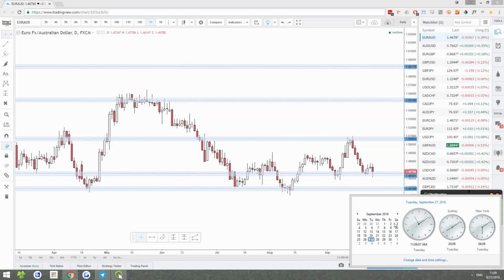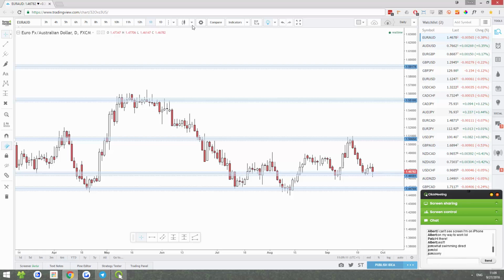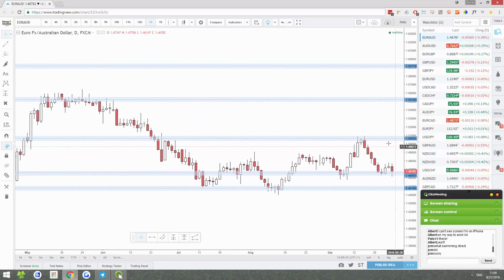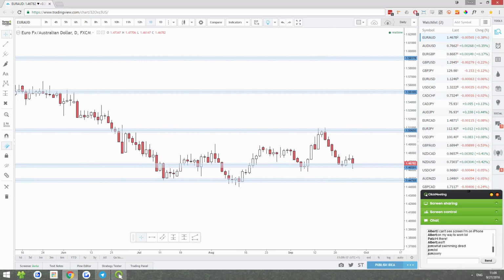Today is Tuesday the 27th of September 2016 and the time is 11:09 here in the UK. You're looking at a Euro AUD daily chart. Let's get started with the analysis. Okay, so what's Euro AUD doing? Last week I was looking at a potential long trade here. I didn't end up taking it. It kind of triggered on Friday. I was considering it, but yeah, it didn't look too good. And it wouldn't have ended up working out anyway had I taken it.